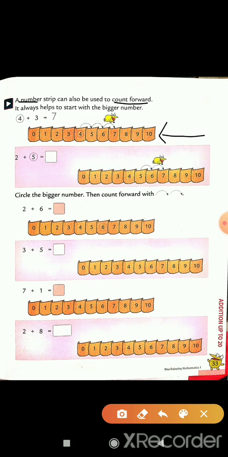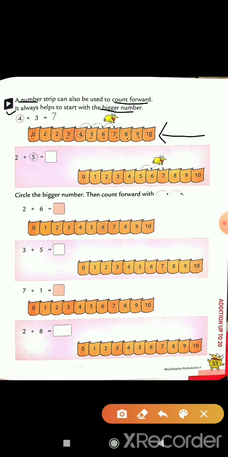This is a number strip. Can you see some numbers written? 0, 1, 2, 3, 4, 5, 6, 7, 8, 9, 10. This is known as a number strip. While counting forward with the help of a number strip, always remember we have to start with the bigger number. Which number? Bigger number. So let us start.